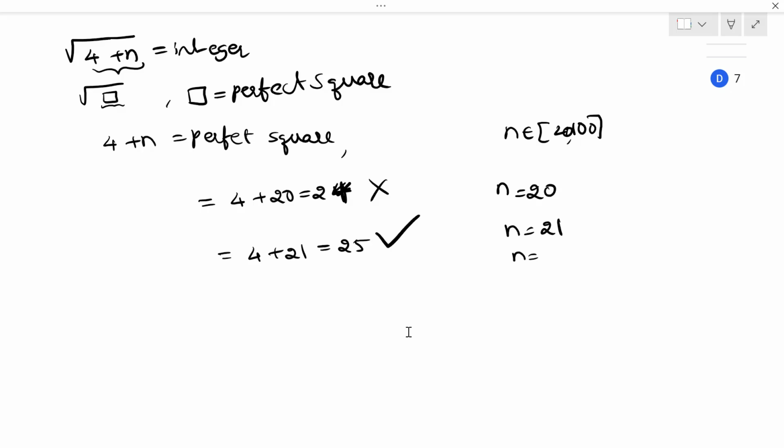If you put n is equal to 22, which would be 4 plus 22, that is 26, not a perfect square. So, sir, should I count everything like this? Time will be wasted. Yes, of course. But don't go like this.